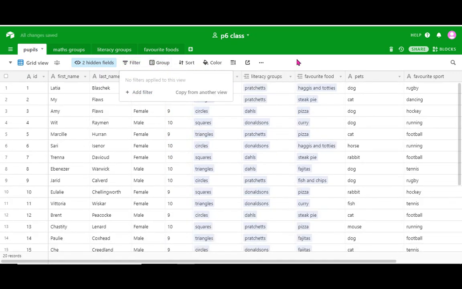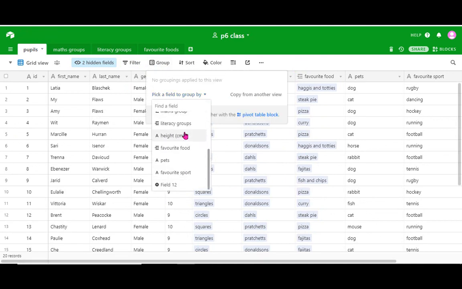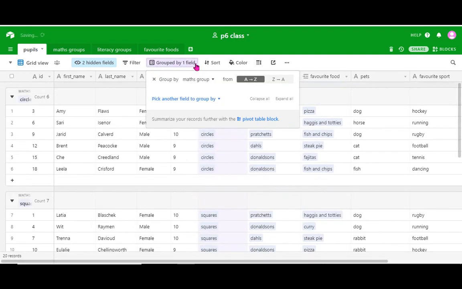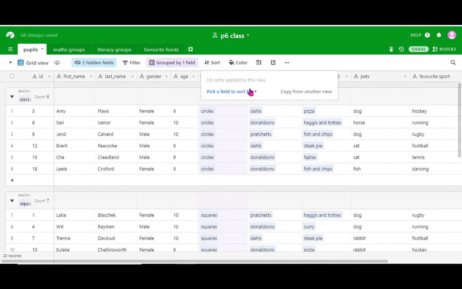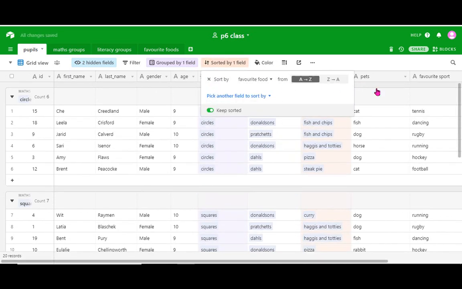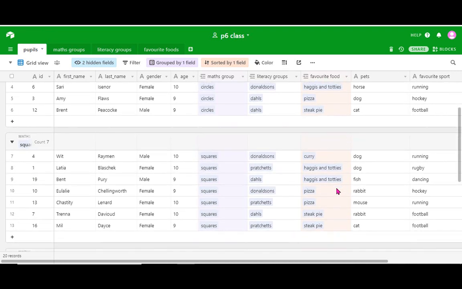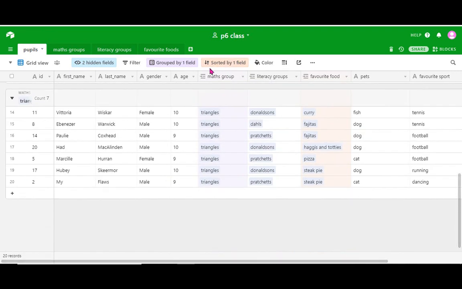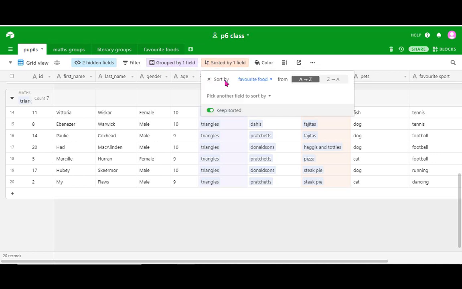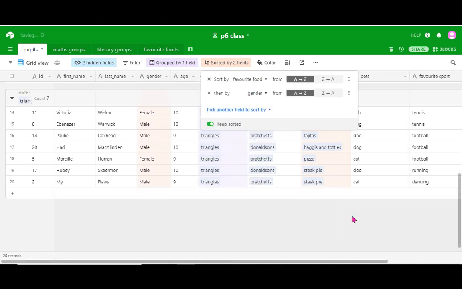So I've got all my learners in my class back again, and if I grouped them by their maths group, and then asked it to sort within those groups by their favourite food, so that's a wee bit easier to look at. And I can have a look down here and I can see in the circles, we've got lots of fish and chips there, etc. So I can have different groupings, different sortings, and I can also have multiple sorts at the same time.